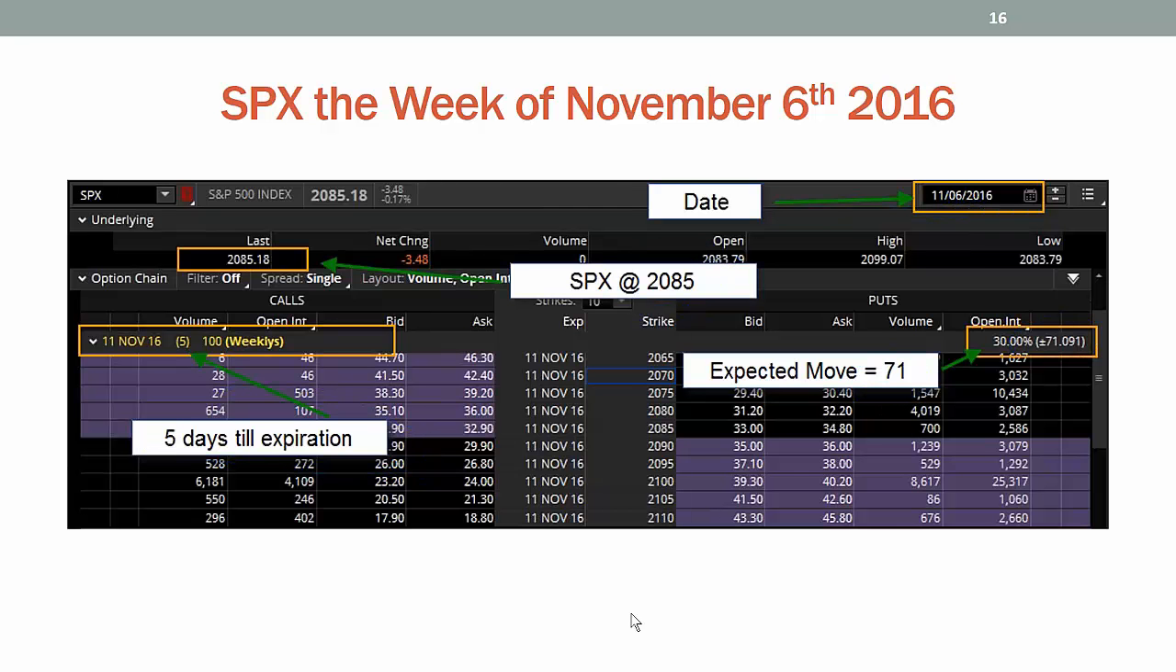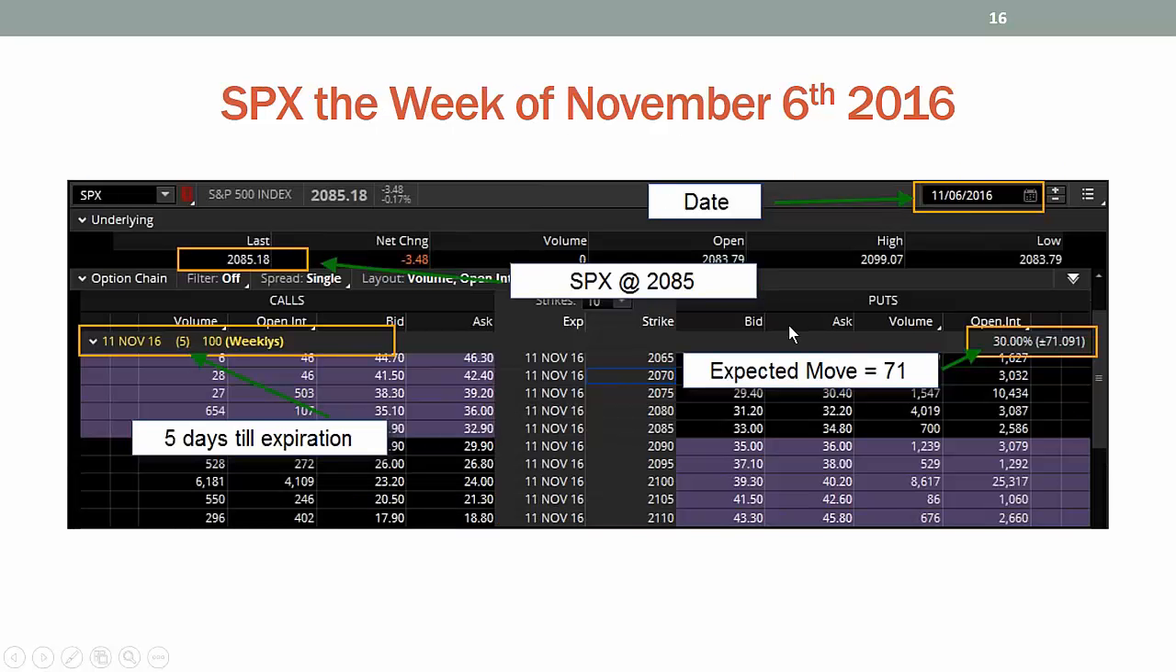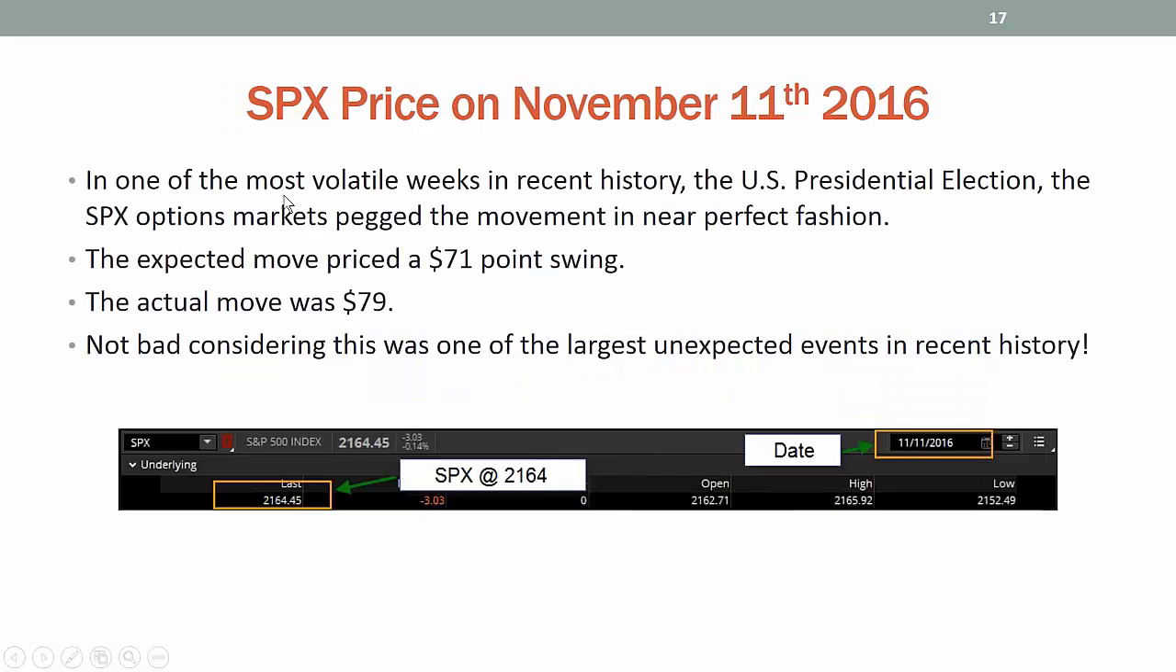Now, grab this, okay? The SPX price on November 11th, 2016. This is exactly 5 days later. This is a screenshot. In one of the most volatile weeks in recent history, the U.S. presidential election, the SPX options markets pegged the movement in near perfect fashion. The expected price move was pegged at 71. Remember, it was looking for a $71 expected move. The actual move was $79. Not bad, considering it was the largest unexpected event in recent history.